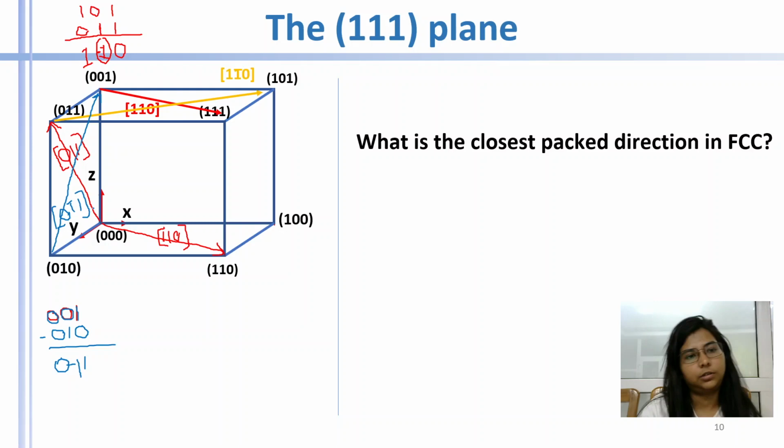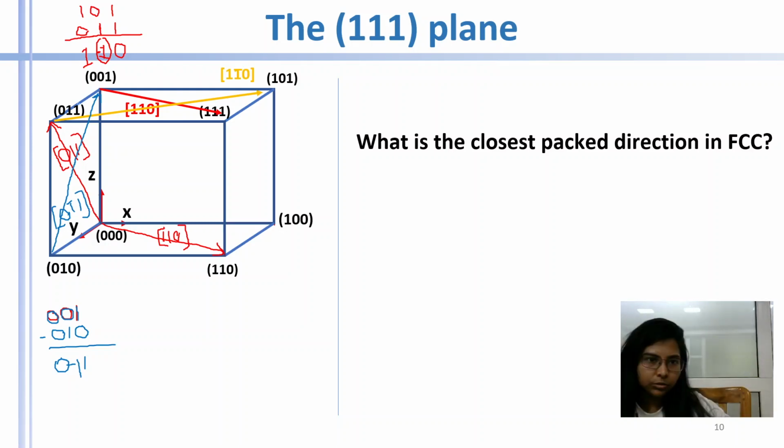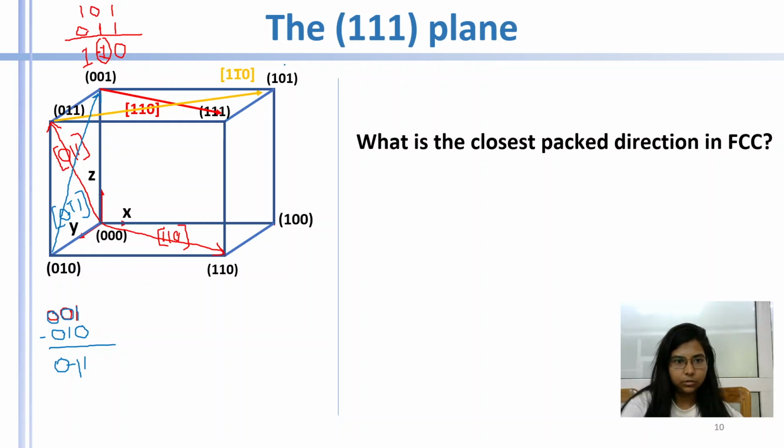Okay, interesting, right? So similarly, now you can see this will also be the same, right? If you are subtracting 100 from 111, then what will you get? You will get 011, this direction, and similarly this direction will be replicated here.